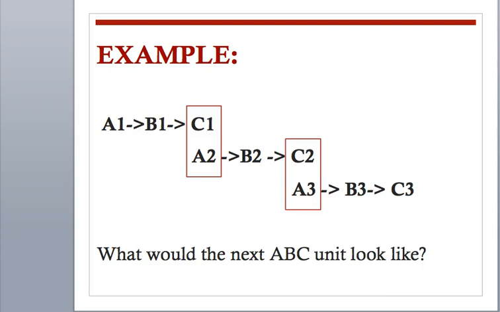So what would the next ABC unit look like? Let's see if you can figure that out. It would be C3 would be the same as A4. So let me take my cursor. C3 here would be the beginning of the next unit, which would be A4, and C3 and A4 would be the same, boxed in, and then you would have A4 leads to B4 leads to C4. I hope you got that right. So let me show you an example in real behavioral terms.